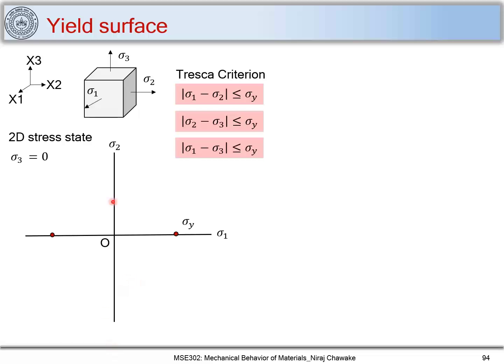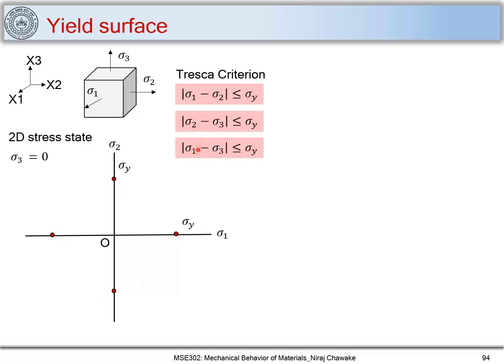Now similarly, when you apply sigma 2 and sigma 1 and sigma 3 are 0, what we get is that when sigma 2 reaches sigma y, the material will start yielding. Similarly, in compression, when I apply compressive stress along the x2 direction, you will have yielding when sigma 2 reaches minus sigma y. So at this point, the material will start yielding.